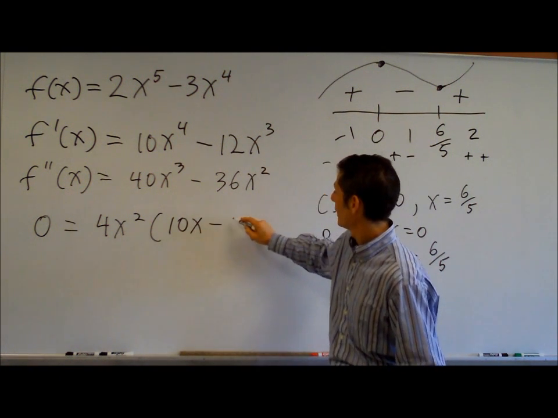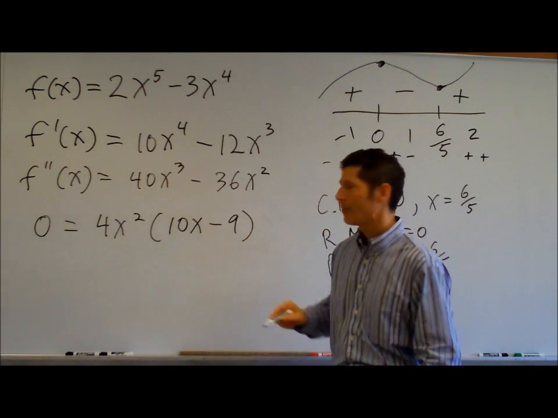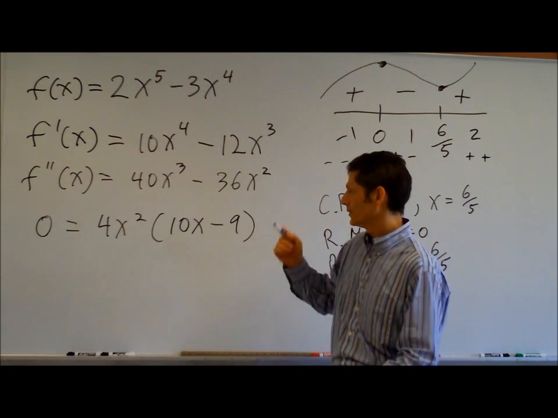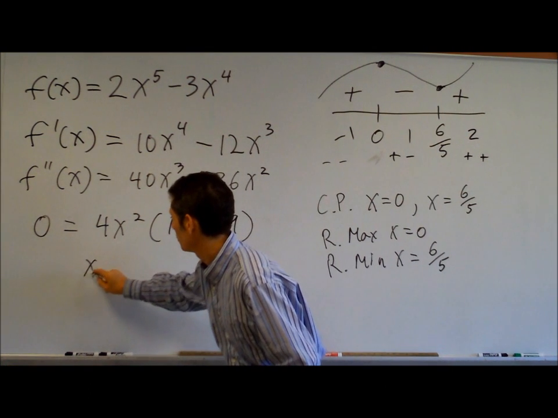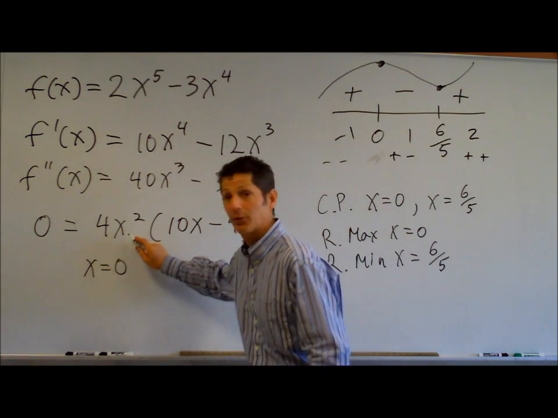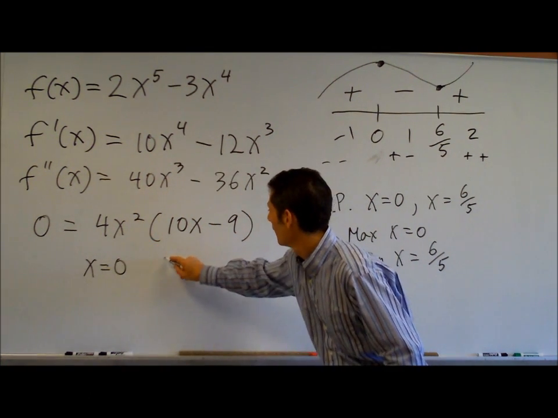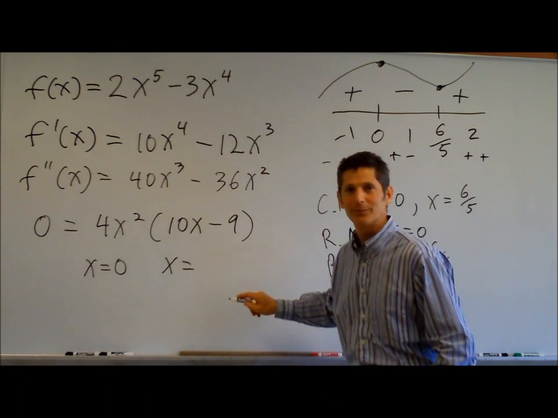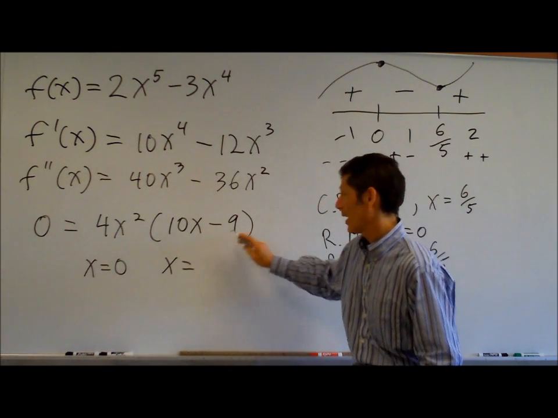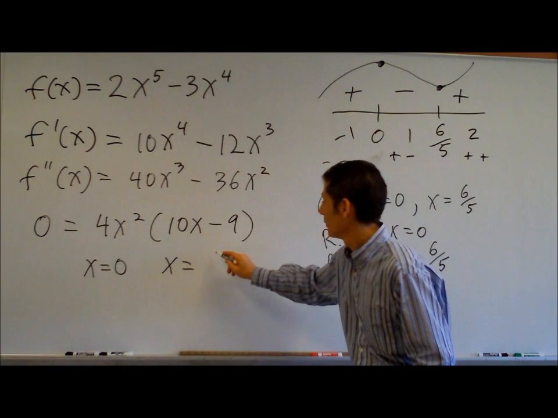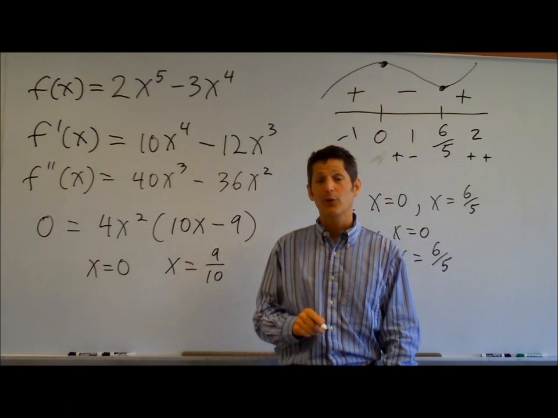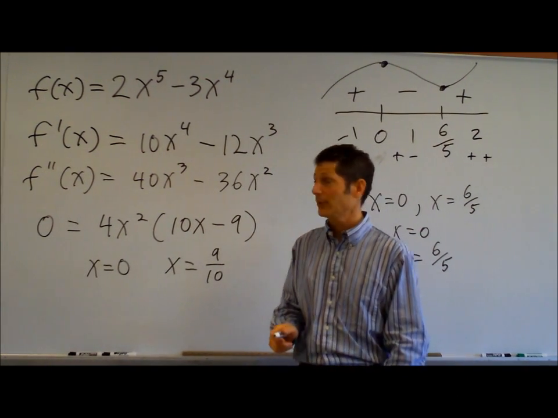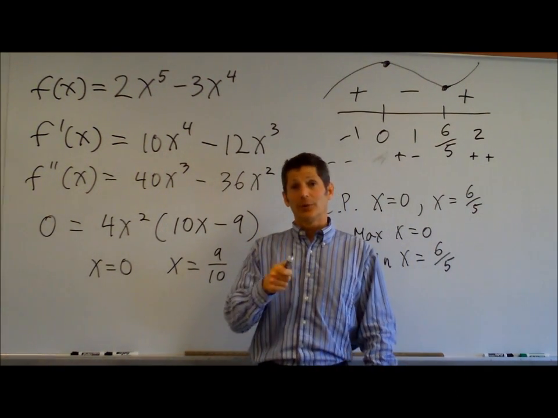So that is 10x minus 9. Fantastic. Set each one to 0, so it looks like x equals 0, right? If I put in a 0, I get a 0 here. And for x, I'm going to do this in one step: I add 9 to both sides and divide by 10, so 9 tenths is my other possible inflection point. Possible inflection points.